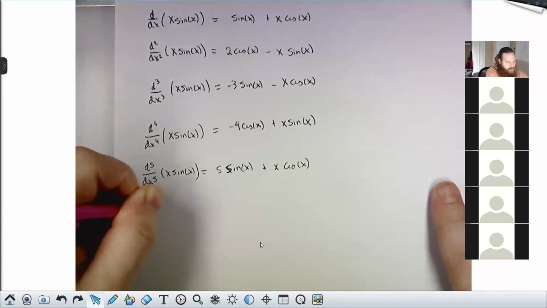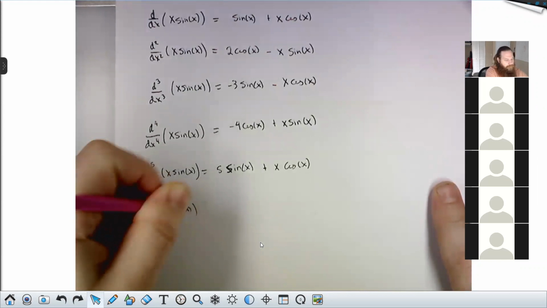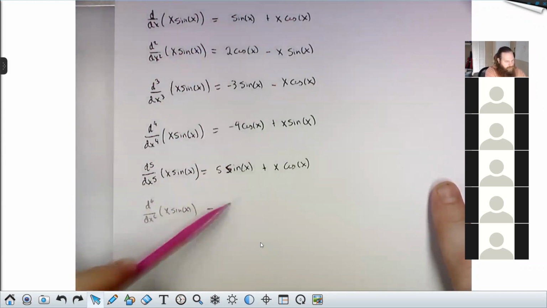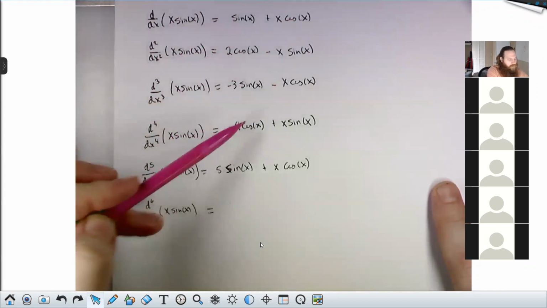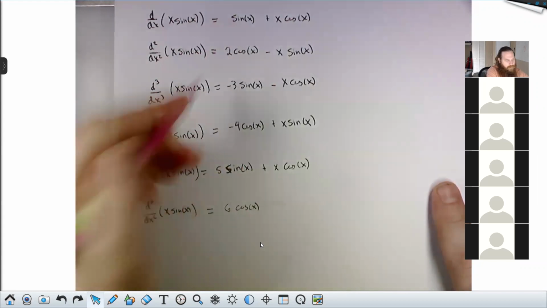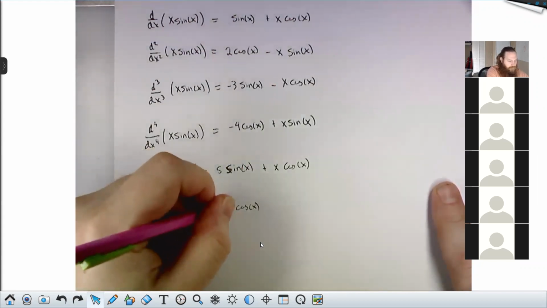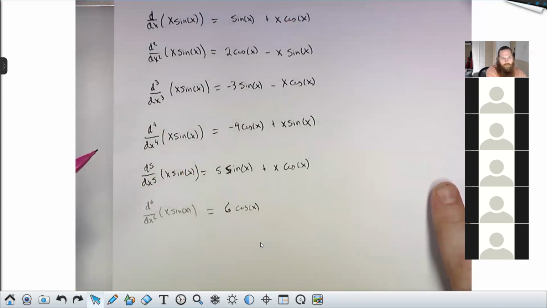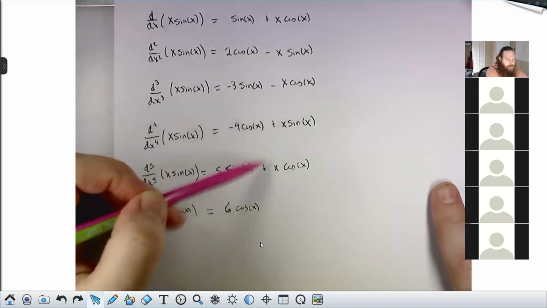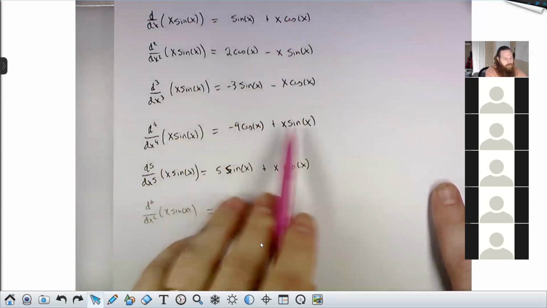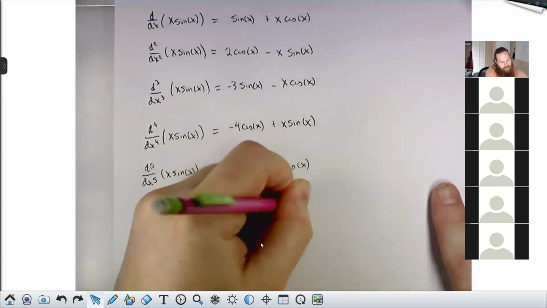d6/dx to the 6 of x sine x. What are we going to have? So this is plus, plus, minus, minus, plus, plus. This goes sine, cos, sine, cos, sine. So the next one here would be positive 6 cos x, just looking at the first pieces, right? The number goes up by 1, and it blinks back and forth from plus to minus every two terms. It would be minus x sine x. Good. So these last two terms here had been positive, which means it's time for them to go back to negative. And then this goes x cos, x sine, x cos, x sine, x cos, x sine.